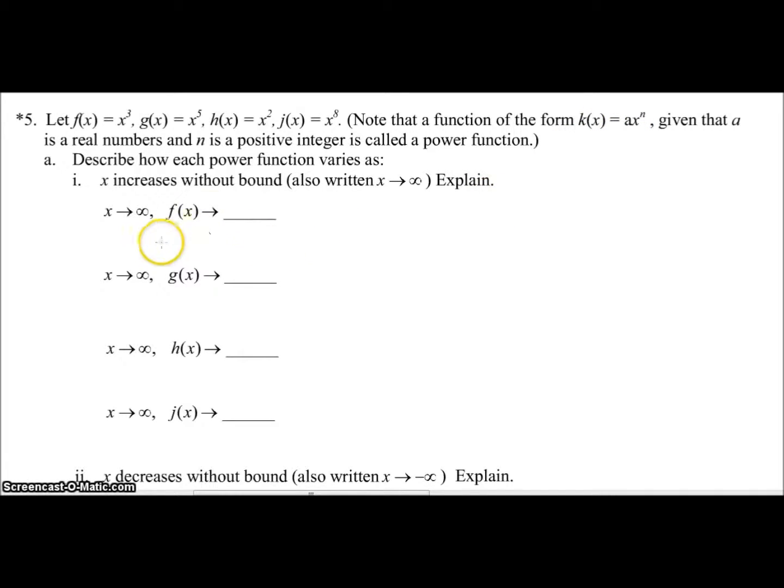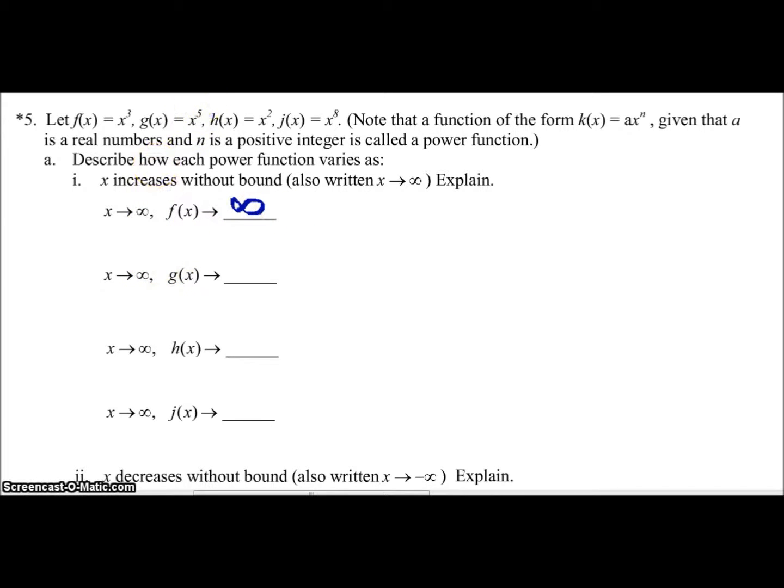Let's see, a is a real number, n is a positive integer. Describe how each power function varies. So as x goes to infinity, what happens to f of x? So f of x is x cubed. So just think, as x gets bigger and bigger, what happens to x cubed? Well, it gets bigger and bigger. It goes to infinity. x increases without bound. So if x increases without bound, then f of x increases without bound.